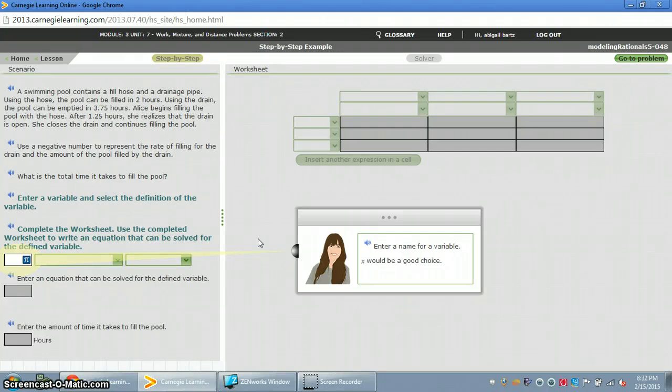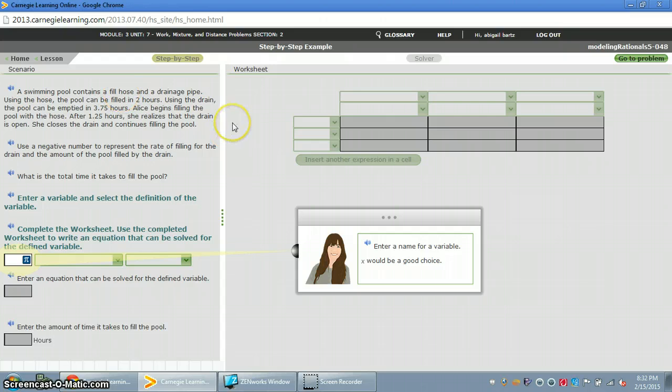Hi, this is just a brief tutorial as you walk through Module 3, Unit 7, Section 2, the very last section. One thing that I've noticed is people are getting stuck on this section because they're not actually reading the scenario. So please make sure that you're reading all the words that come before it and even reading through the step-by-step instructions.